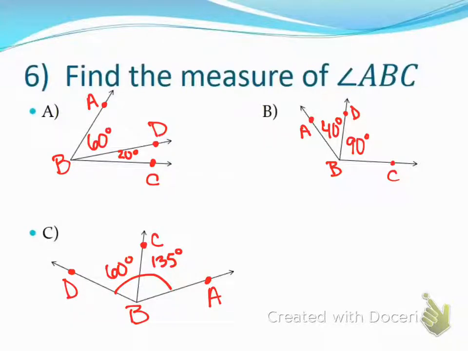On number 6A, we are looking for the measure of angle ABC. How would we find it? Wonderful. Add the addition postulate. All of these are great answers. What are we adding together? ABD and DBC. Very good. We are adding angles ABD and DBC together. What do we get as our total? 80. So we should write that the measure of angle ABC is equal to 80 degrees.